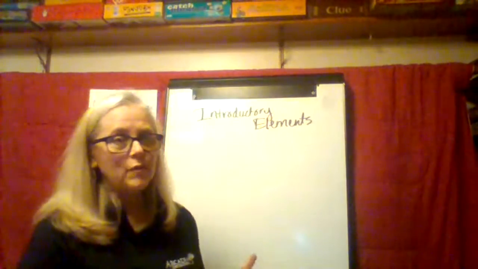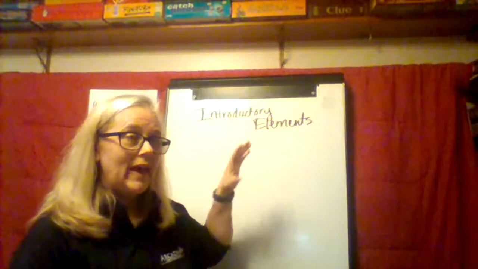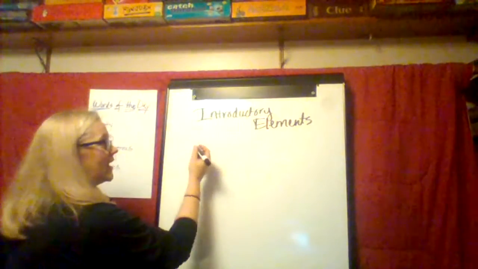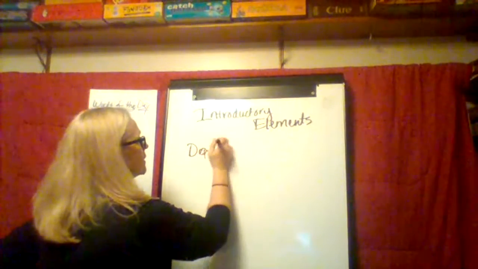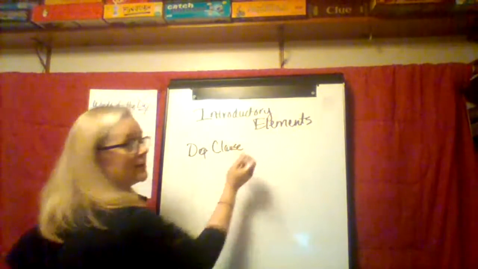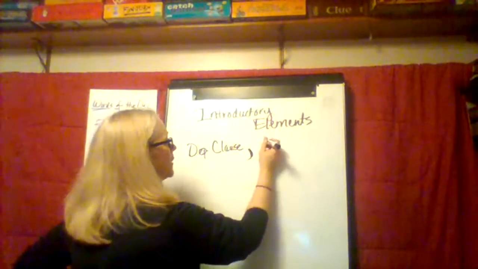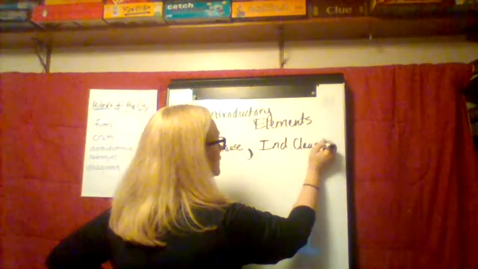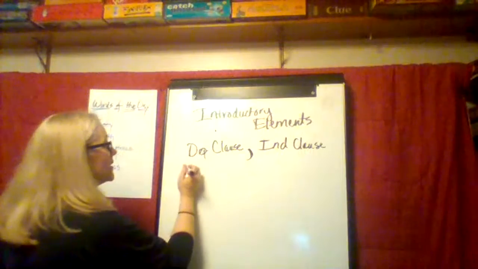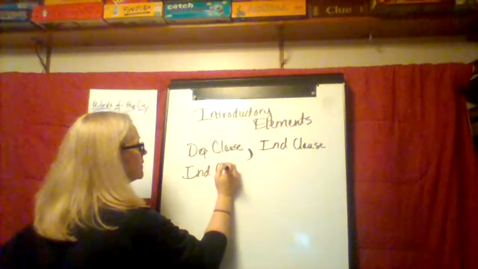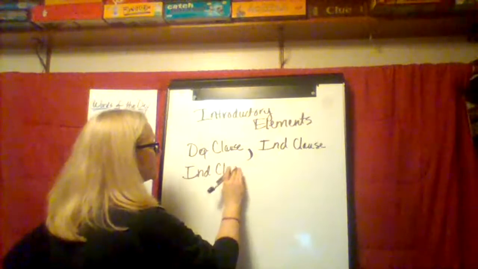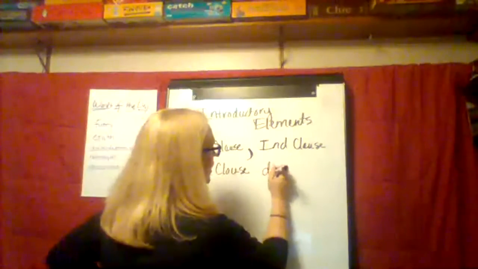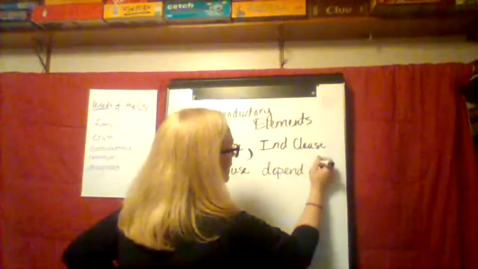Okay, so today we're going to talk about introductory elements. And we've already talked about complex sentences, and complex sentences that have a dependent clause at the beginning of the sentence. You use a comma and then you put in the independent clause. However, sentences that begin with the independent clause and end with the dependent clause do not use commas.